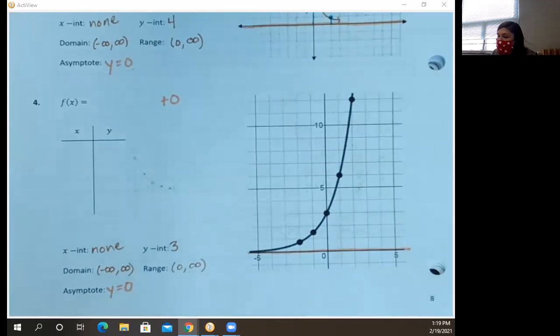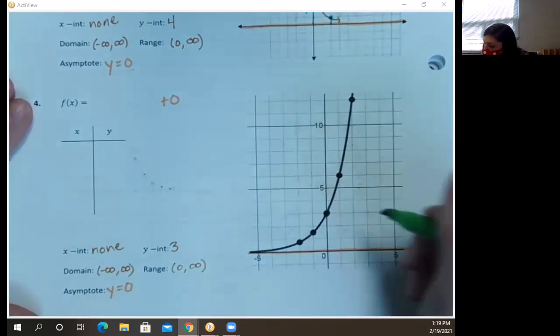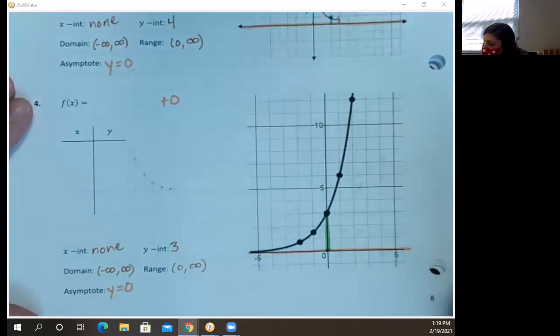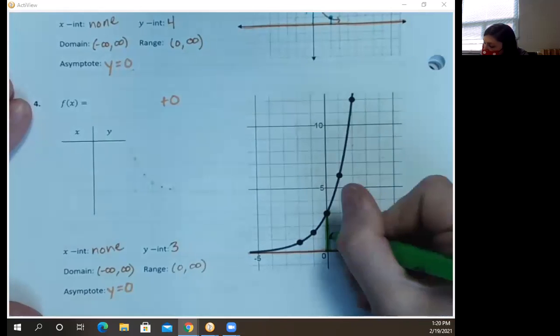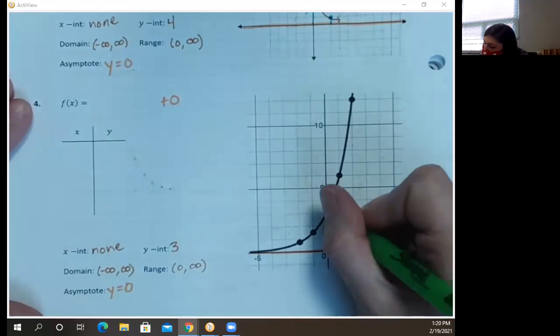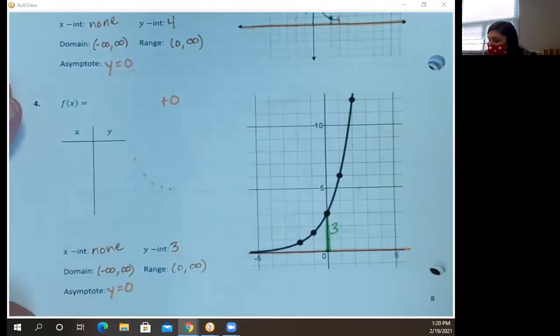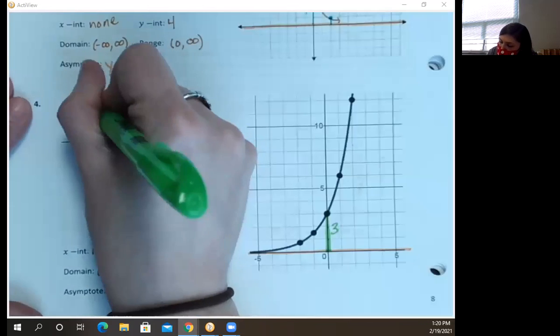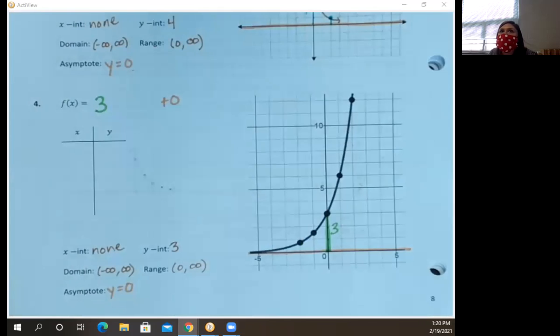Then I'm going to look at what's the distance between my y-intercept and my asymptote. So for this graph, that distance is 1, 2, 3. That means 3 is my leading coefficient here, that number in front.